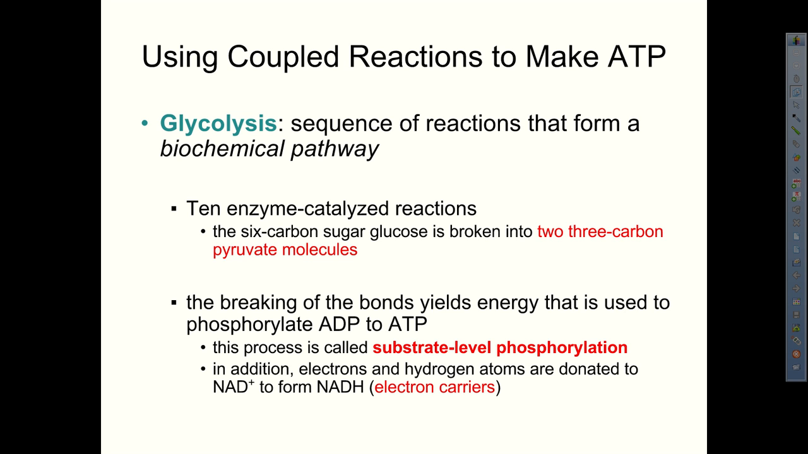So we're going to break down things a little bit here. So glycolysis, again, is the beginning step. All cells are able to do it because it happens in the cytoplasm. There is a series of 10 steps. We're not going to learn them. But basically, the 6-carbon molecule of glucose gets broken into 2 3-carbon molecules called pyruvate.